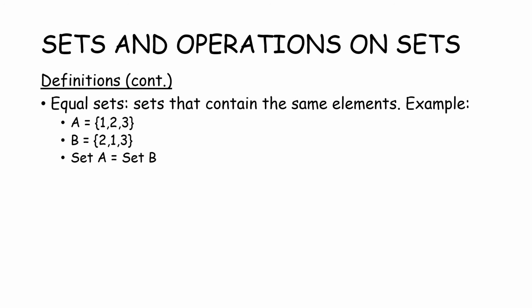Equal sets. Equal sets are sets that contain the same elements. For example, the set A is equal to the numbers 1, 2, and 3, and the set B is equal to the numbers 2, 1, and 3. As such, set A is equal to set B since they contain exactly the same elements.